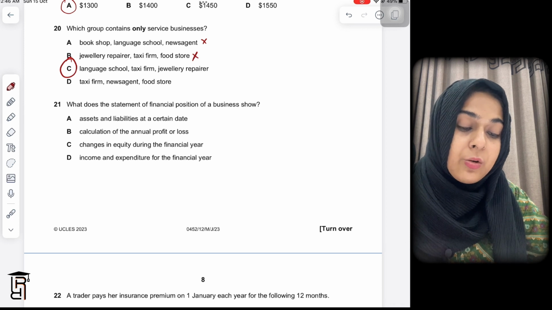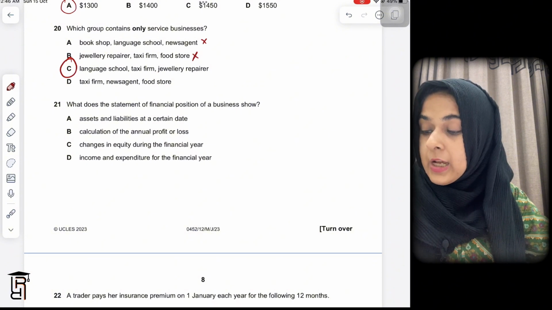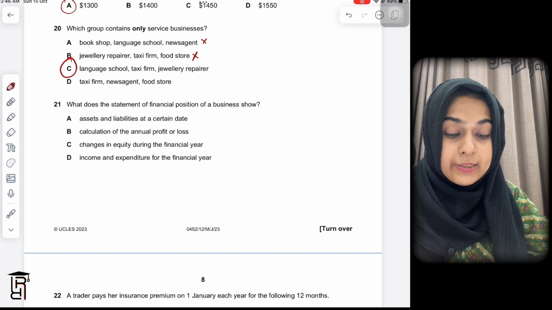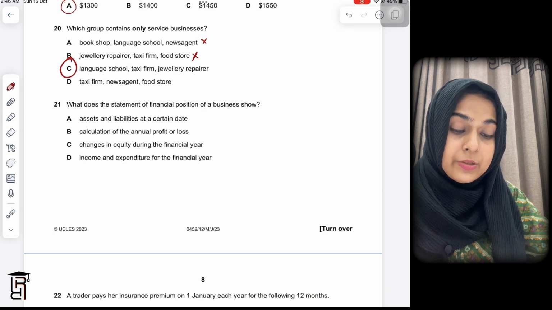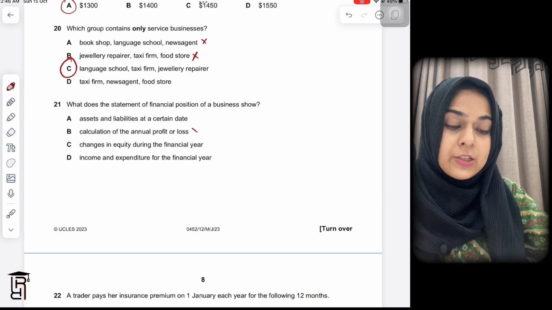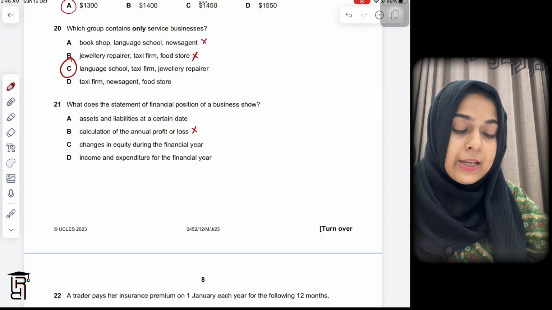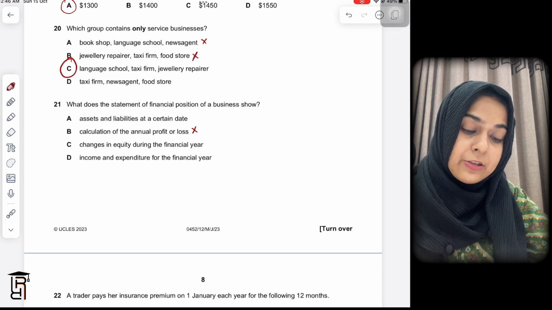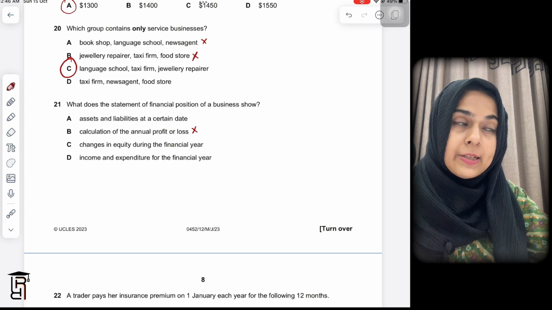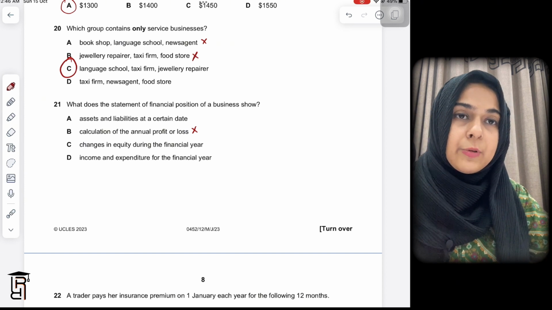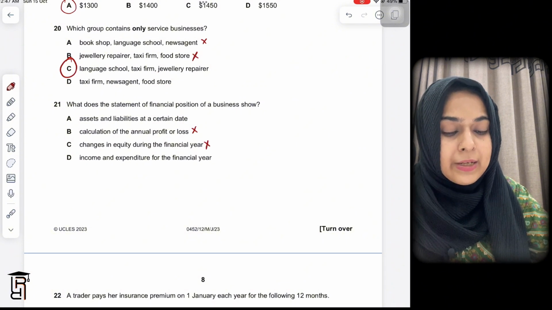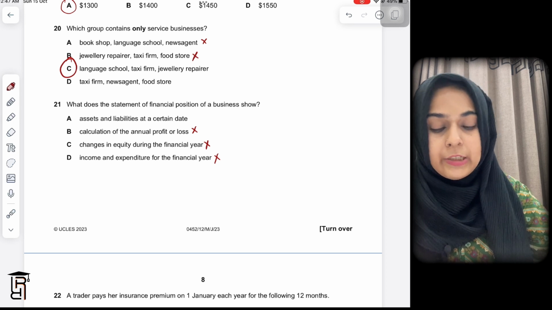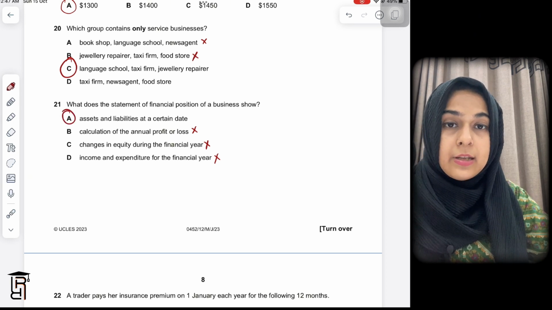Then question number 21, what does the statement of financial position of a business show? The statement of financial position will basically show assets and liabilities at a certain date. So basically you will have assets, liabilities, and capital at a certain date. Calculation of annual profit or loss is what your income statement will show. Changes in equity during the financial year is not the only thing that your statement of financial position will show. Capital section is there, yes, but assets and liabilities are also there, and assets minus liabilities give you the value of capital. So yes, this cannot be the answer. Income and expenditure for the financial year, no. So your answer should be A, assets and liabilities at a certain date.